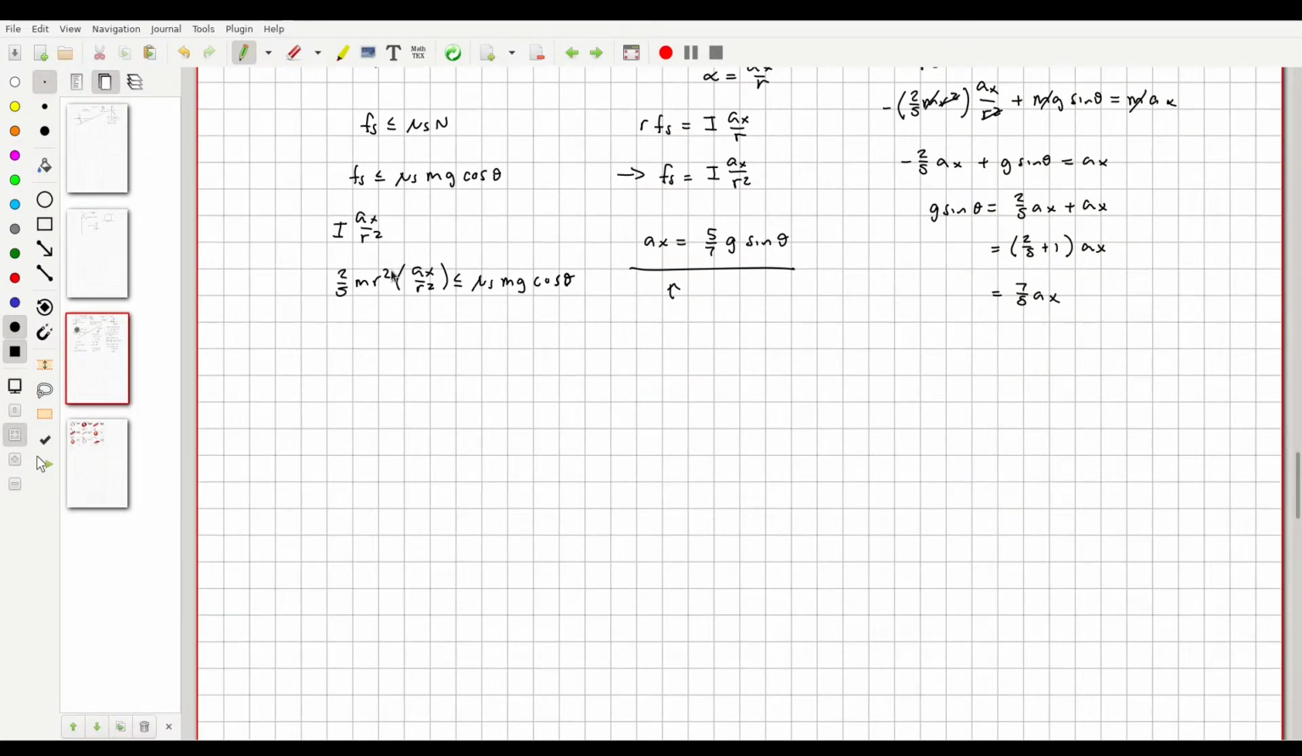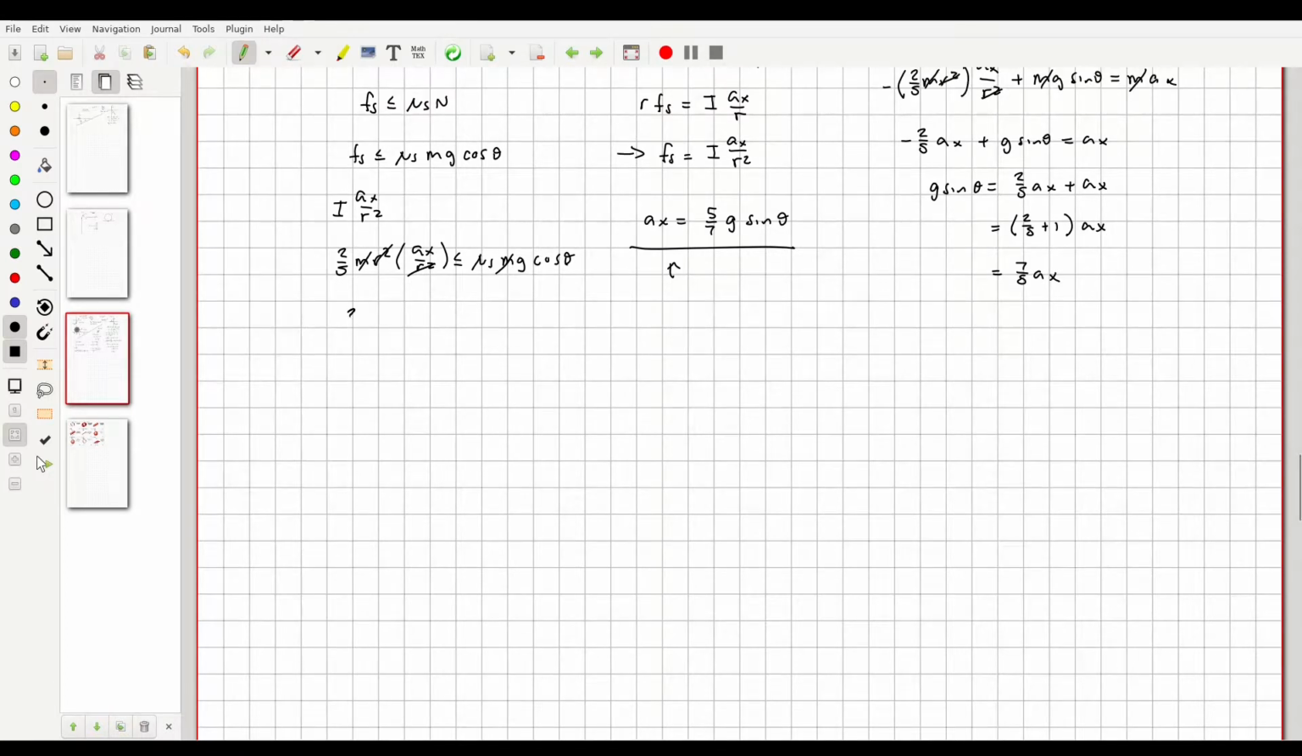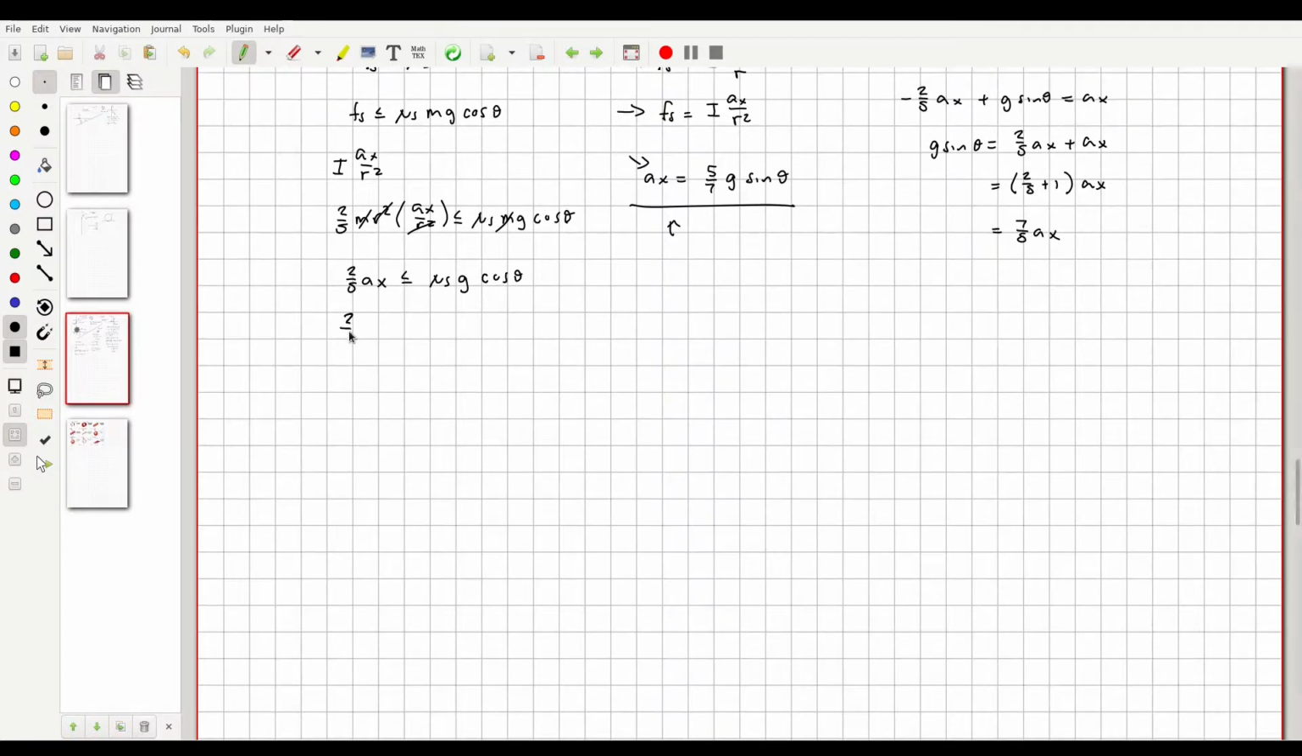Okay, so again, the r's go away. You've got a mass on the left-hand side and the right-hand side. They cancel. And I have 2/5 a sub x is less than or equal to mu sub s times g times cosine of theta. But look, like I said, we have a sub x here. So that would be 2/5 times 5/7 g sine of theta needs to be less than or equal to mu sub s g cosine of theta.